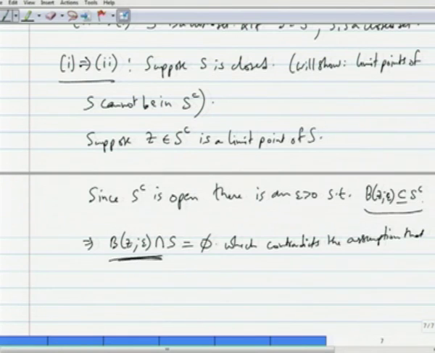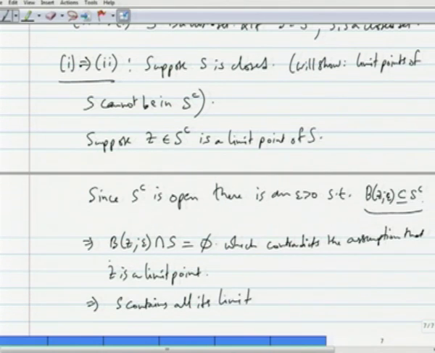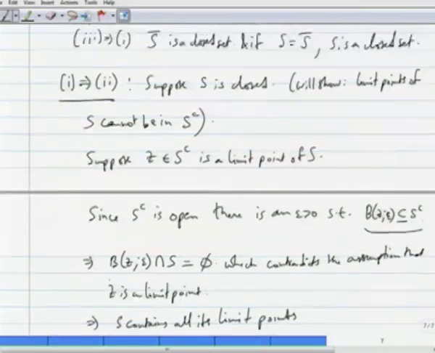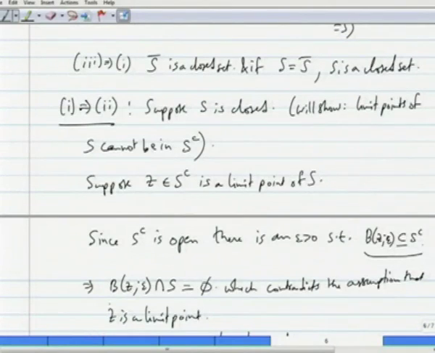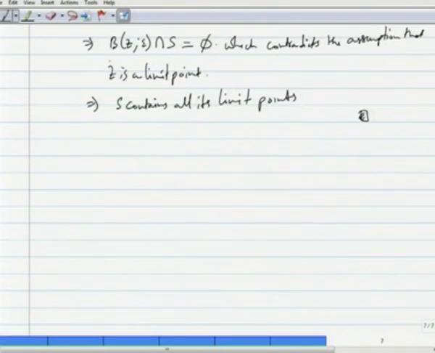So, Z cannot be a limit point, right. I mean, if that intersection with S is empty for some epsilon, then Z cannot be a limit point of S. Okay. So, it contradicts the assumption that Z is a limit point. So, it has to be that no limit point of S is in S complement. So, this implies S contains all its limit points, which is 2. Okay. So, that is how 1 implies 2, okay, and these statements are equivalent. So, that is a discussion about closure of a set.